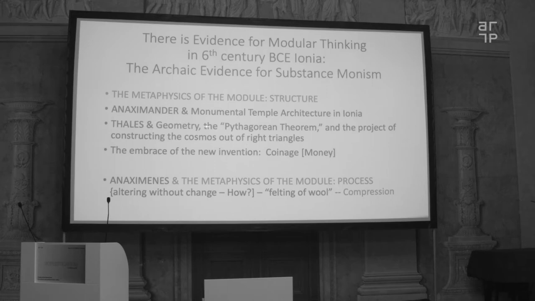Then Thales in geometry, Pythagorean theorem, and that shows you there's an underlying problem of constructing the cosmos out of right triangles. And then we're going to talk about the process of modular transformation, which is the theory of the production of the felting of wool.